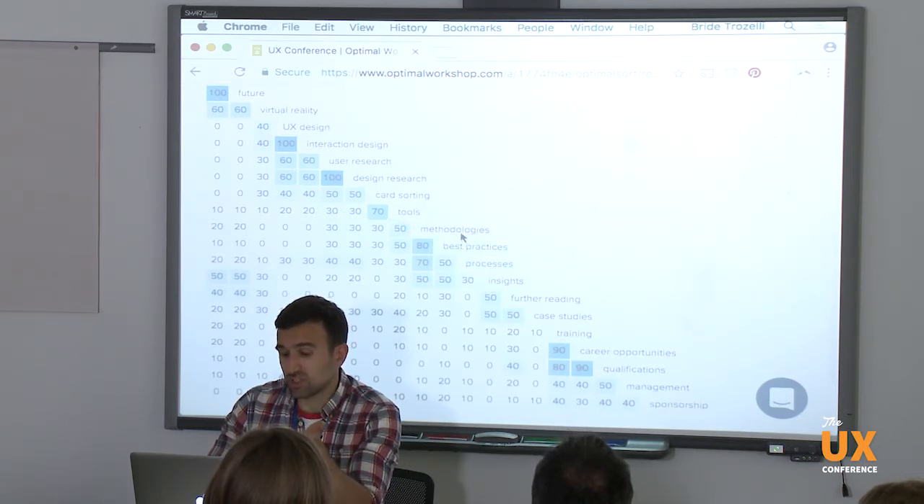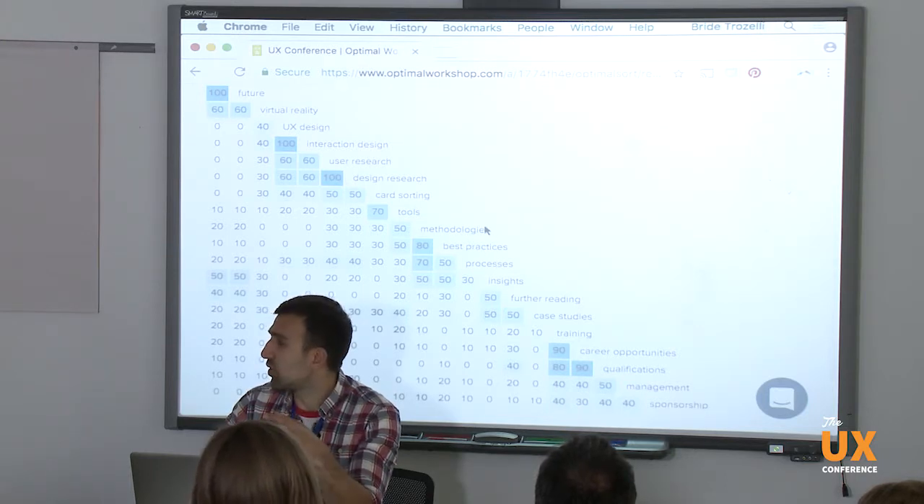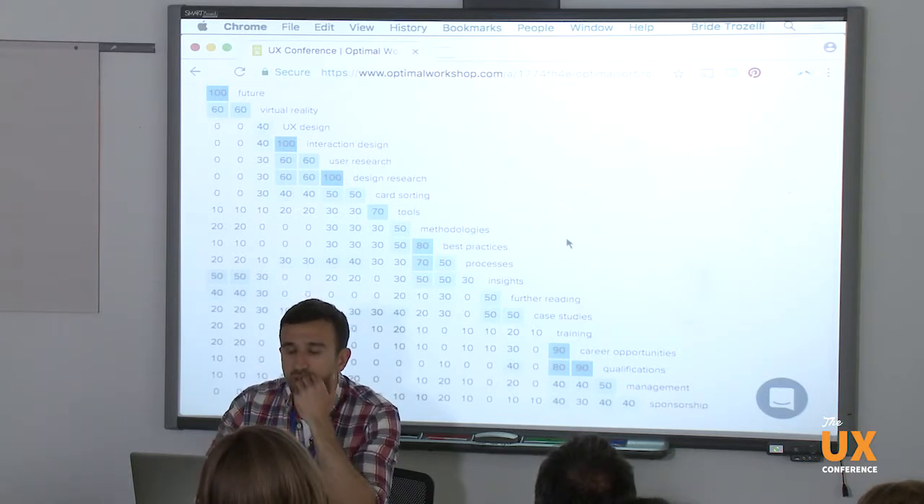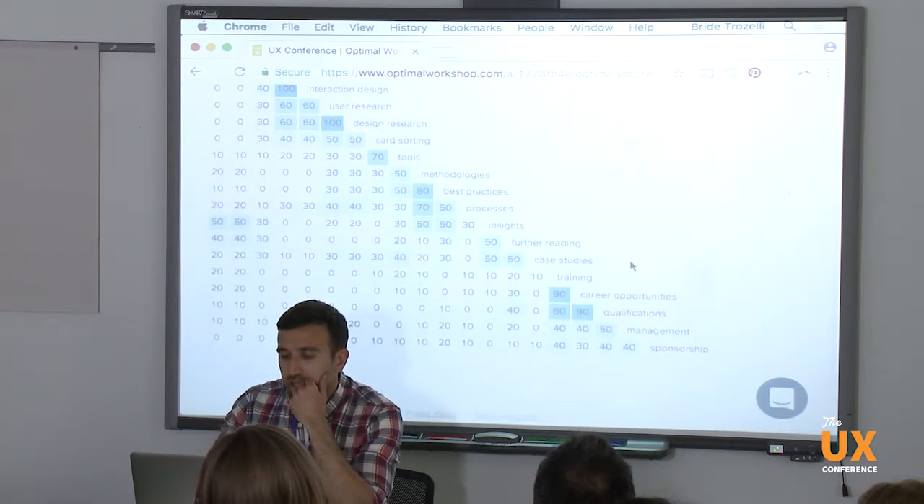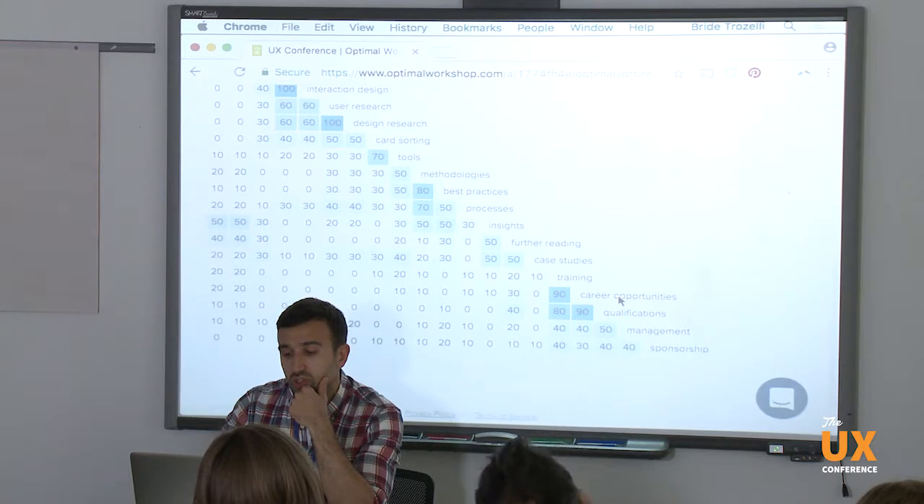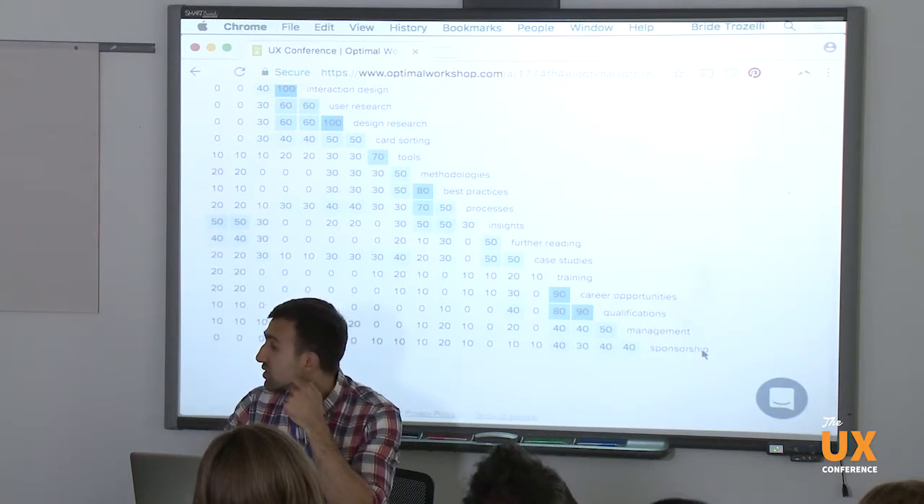Tools, methodologies, it's synonyms, best practices, processes. So those are all kind of similar notions. And then further reading, case studies, insights. So again, this is a separate one, makes sense. And then these ones, very strongly related as well. Sponsorship, management, qualifications, career opportunity, training. I think it makes sense as well.